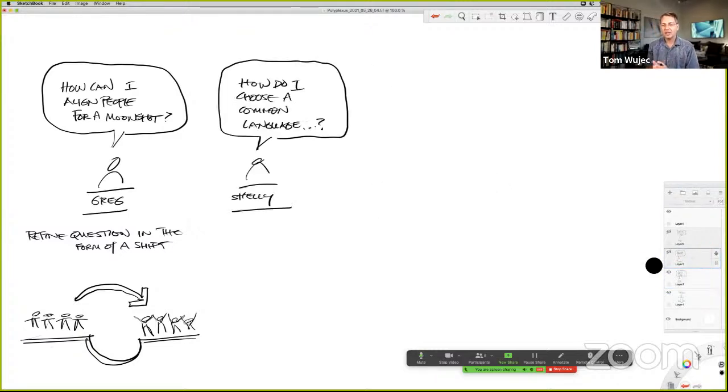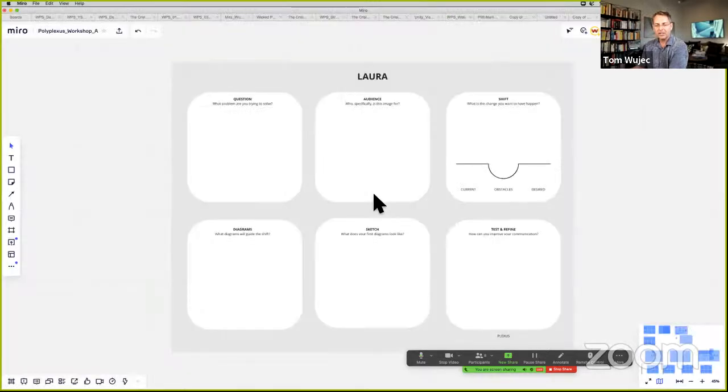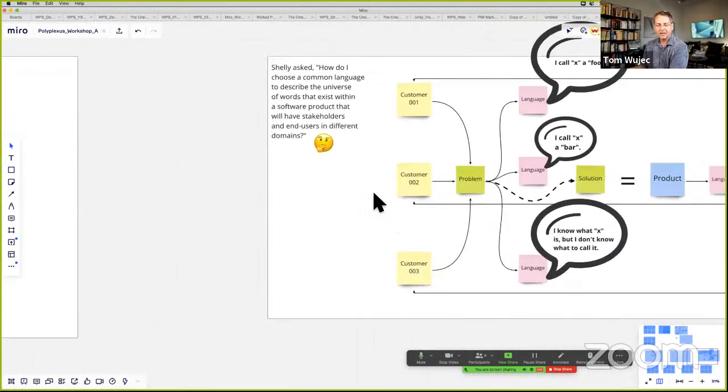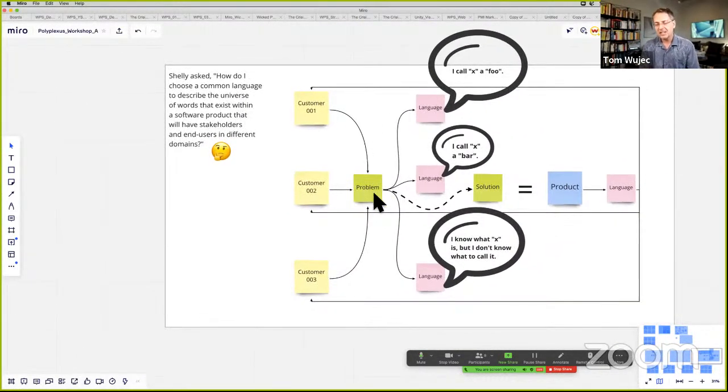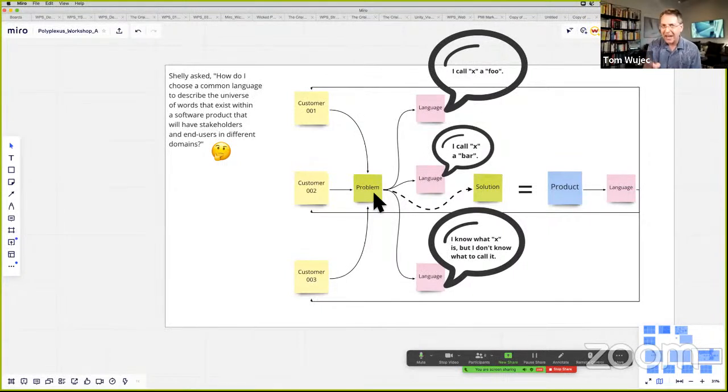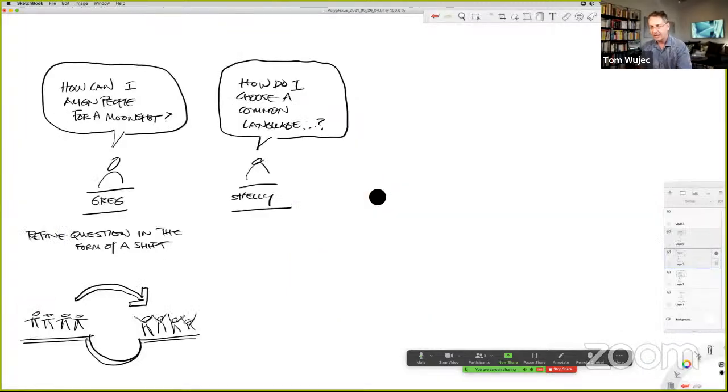Shelly, you asked a question. How do you choose a common language for some of the work that you're working on? You actually built out a Mural board here that illustrates some of the different customers, the problems that they're facing, the language, and I said, that's great, but I pushed back on you saying, is that really the problem you want to solve? And that's going to get directly to reframing problems. So you'll continue to work on that.